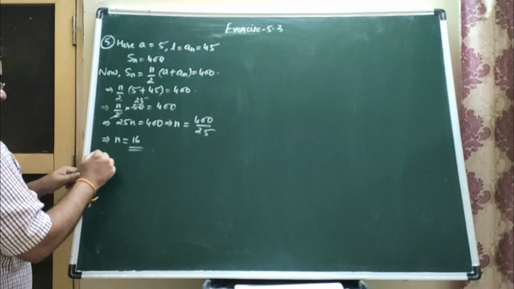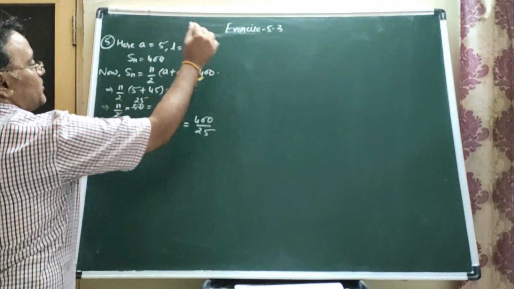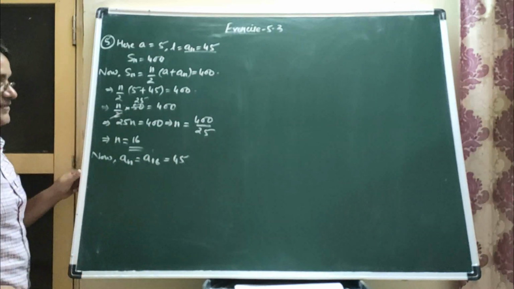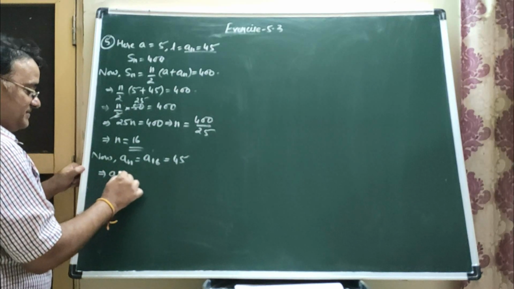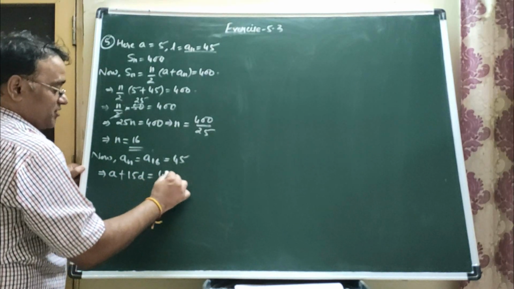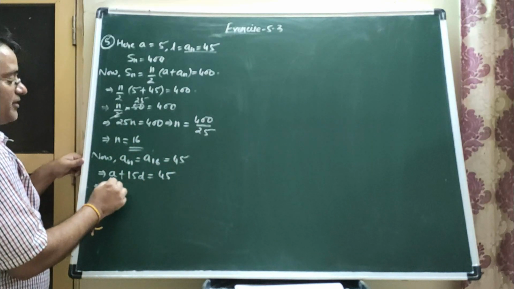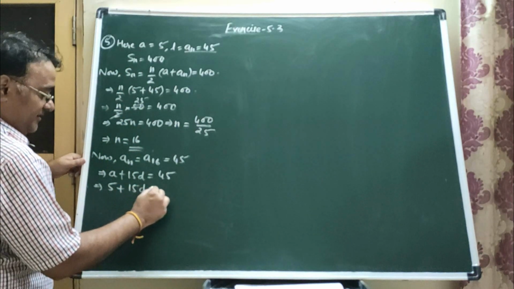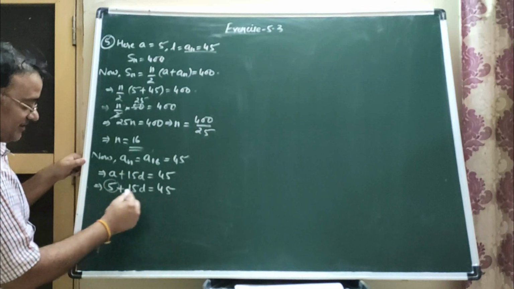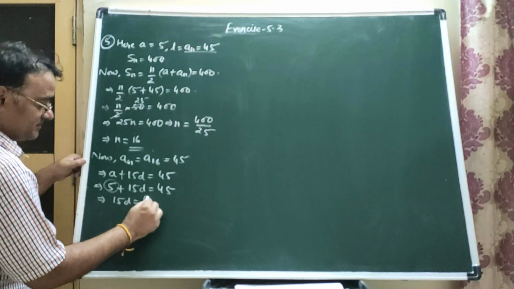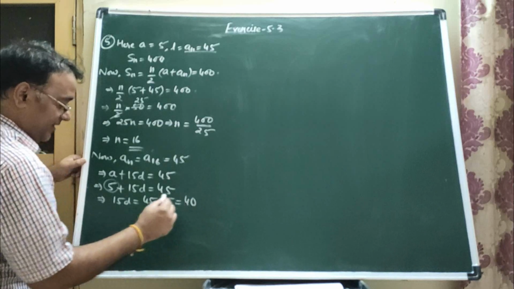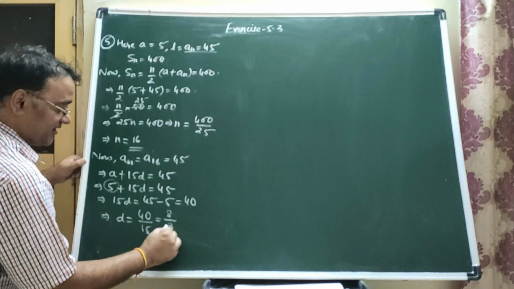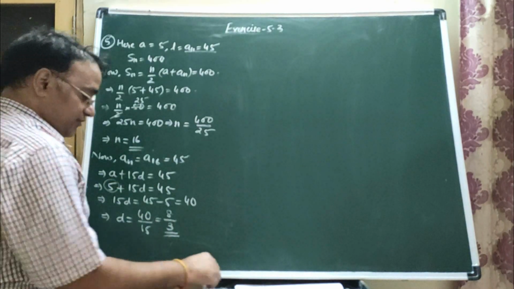The common difference also we have to find. Now we'll use this one. An is equals to A16 is equals to 45. Okay. So how will you write A16? A plus 15D, and this is equals to 45. Now substitute the value of A. How much is A? 5. 5 plus 15 into D. Now shift 5 to that side. It will become minus 5. So it is 40. So finally 40 by 15, if you simplify you will get 8 by 3. So the fifth question is over.